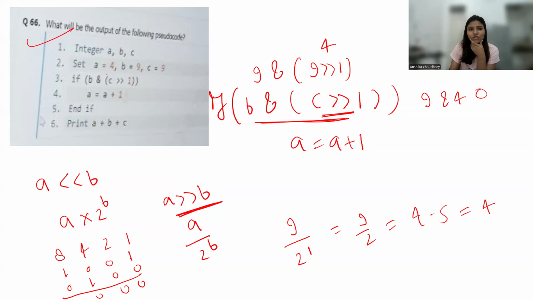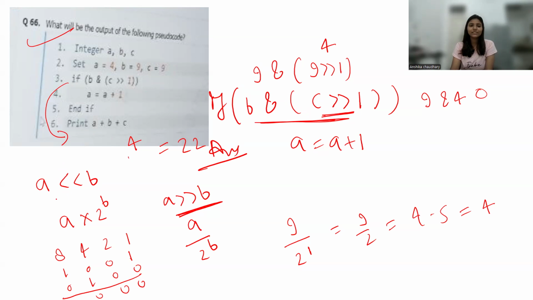That means the if condition is going to be false, so we come directly to A plus B plus C. A was 4, and B and C are 9 and 9. That means 18, and 18 plus 4 will become 22. And 22 will be our final answer for this question. The question was quite tricky. And remember this tip, you can take a screenshot of it, right?